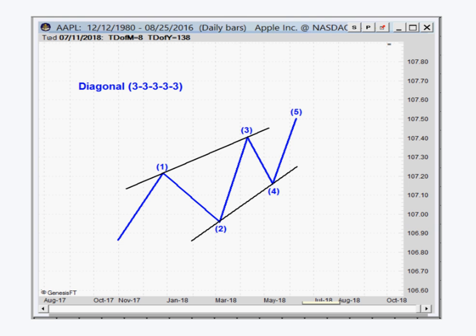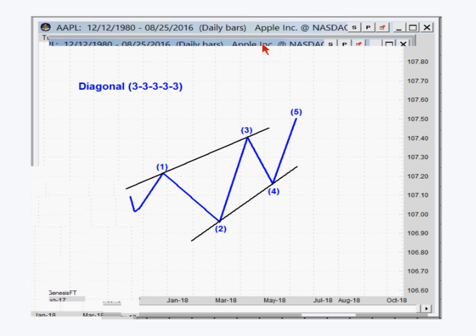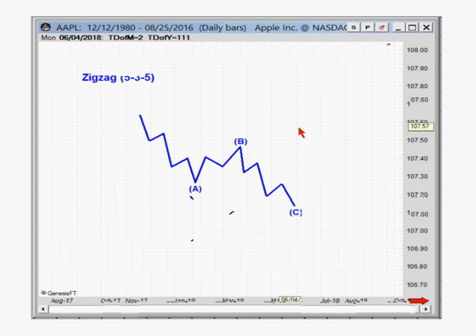Now this structure here, the next slide I'm going to show you, is what we refer to as a zigzag, probably one of the most popular, if not the most popular, counter trend or corrective price moves you'll see.